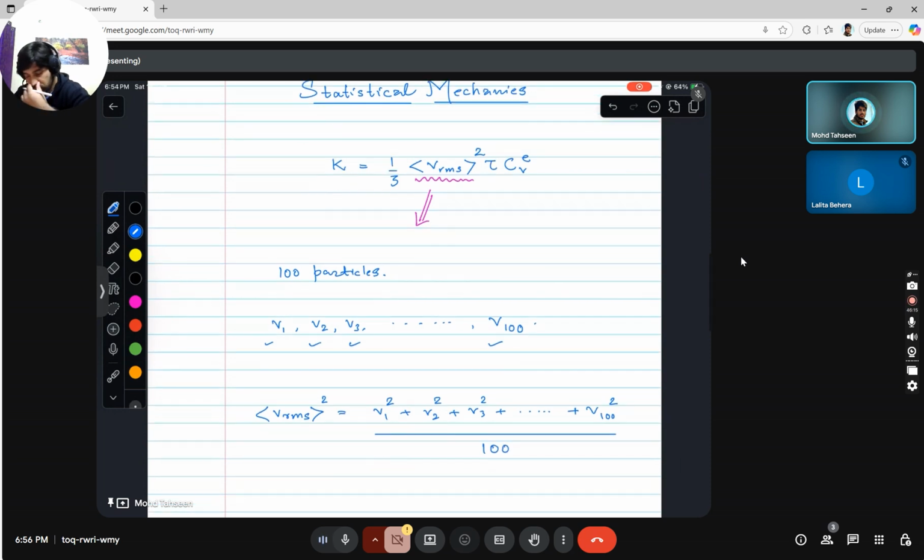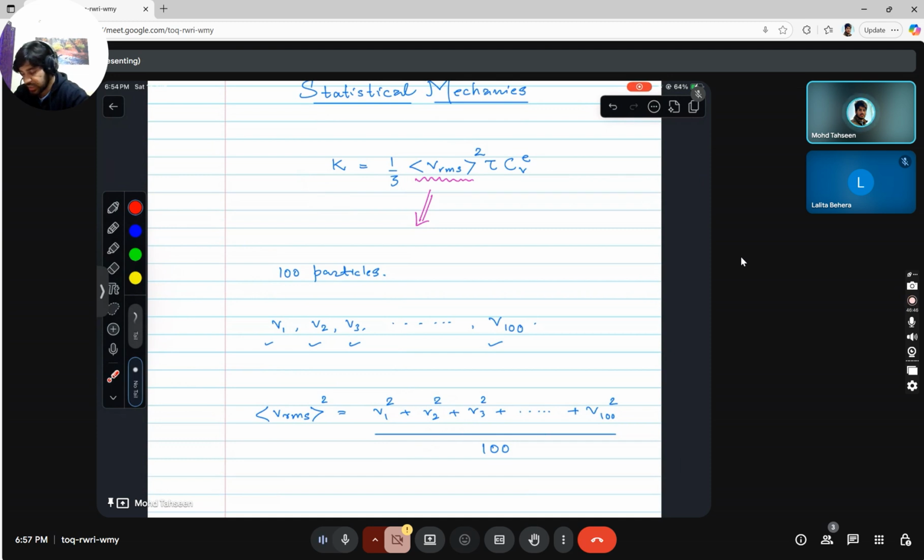So this will be the mean square velocity. Unless we know the value of all these quantities, we cannot know what the value of this root mean square velocity is, and similarly the value for thermal conductivity. And in large systems, I only assumed that there are 100 particles here.